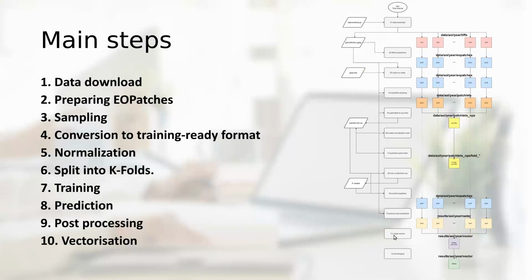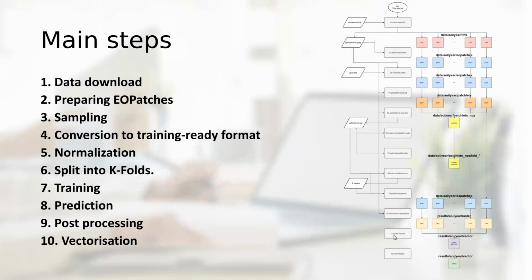Then from these big patches, we use sampling to sample smaller patchlets, which are then converted to a training-ready format that can then be input into the training of the model. Of course, with any kind of machine learning based on images, we need to take care of the normalization. So there's a step that calculates the normalization factors and saves them. And we also do a k-fold split before we do the training of the model.